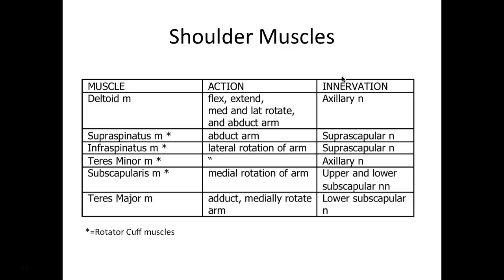Next, we have our shoulder muscles, and once again, cross off the innervation portion and write branch of the brachial plexus. And you can see I put stars on these 4 muscles here. These are your rotator cuff muscles, which we'll talk about next.